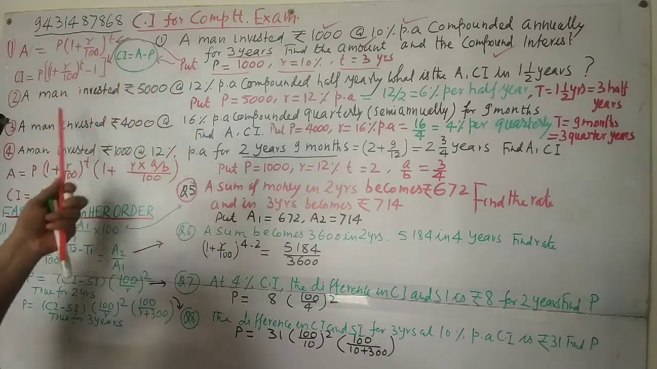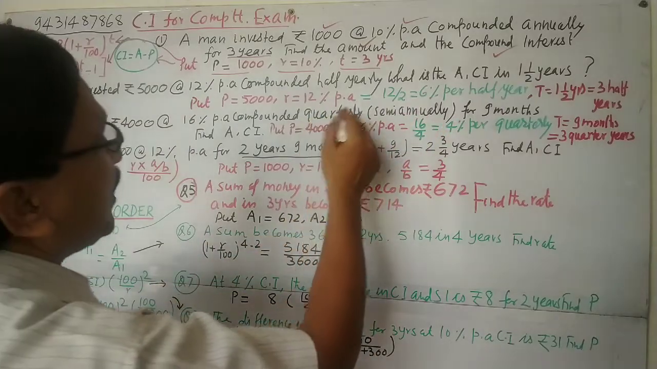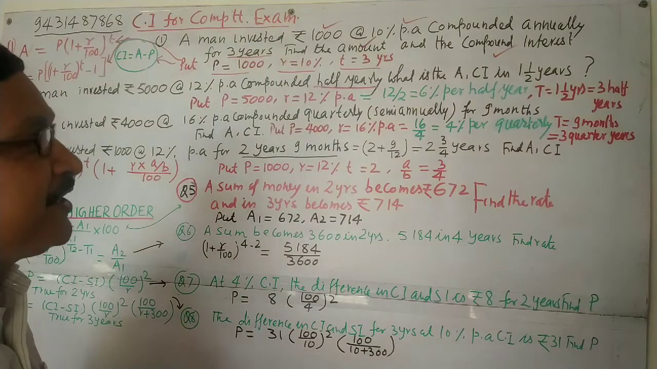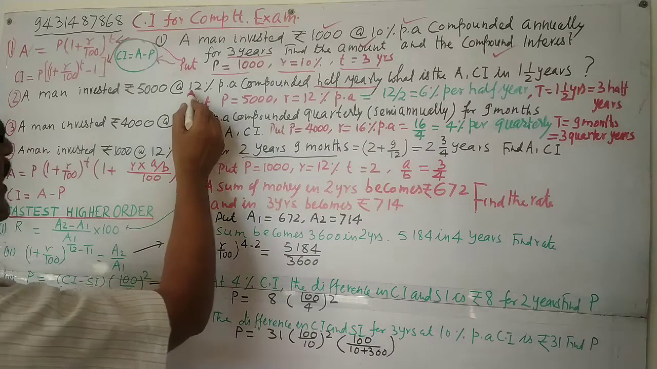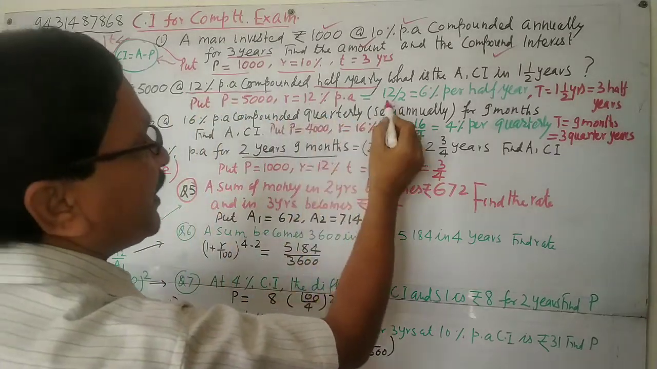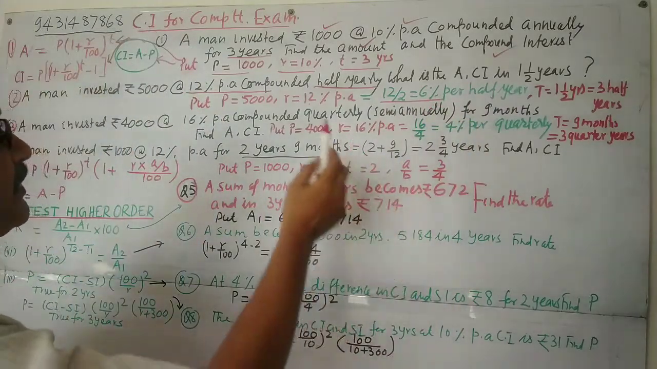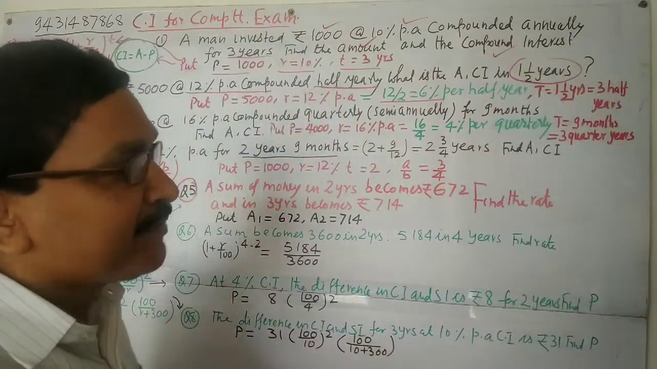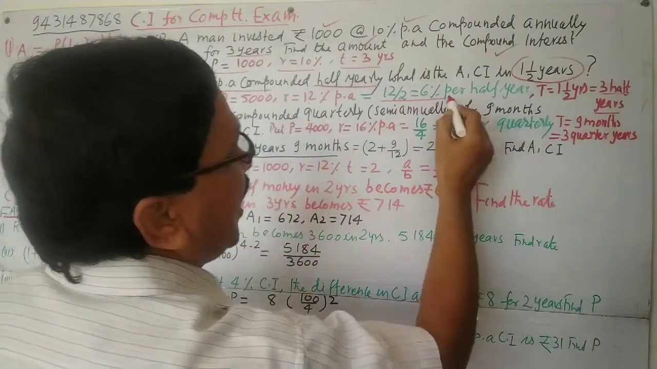Now the second question, a man invested. The case is different. This is the case of half yearly. Students remember, half yearly is very difficult. So just see, in case of half yearly, the usual rate is 12%, but the half yearly rate will be 12 by 2, 6%. The rate will be halved. And likewise, the time: in 1 and 1 by 2 years, there are 3 half years. So everything must be converted to half years.